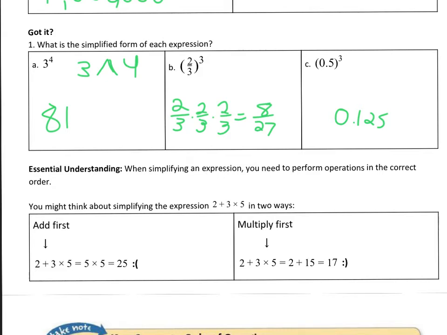B, I have a fraction now. I would like you to be able to multiply some of these fractions, and this one's not too bad. It's 2/3 times 2/3 times 2/3. So all I did to find that new fraction was take 2 times 2 times 2 is 8, and 3 times 3 times 3 is 27. 8 over 27. That is simplified. And then C, 0.5 cubed, 0.5 to the 3rd power is 0.5 times 0.5 times 0.5. No shame in using a calculator on something like that. 0.125.